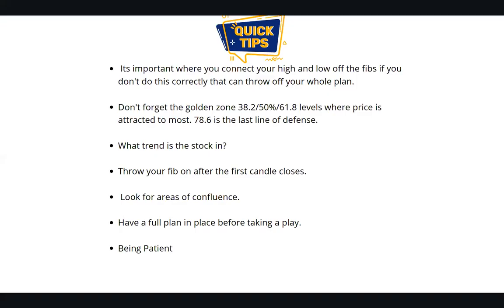All right, so some quick tips before I end. It's important where you connect your fibs at. So like I told you guys, for an uptrend, you're going to go swing low to swing high. Downtrend, you're going to swing high to swing low. It's important to know your levels, your 38.2, your 50%, your 61.8, and then that 78.6 is your last line of defense.